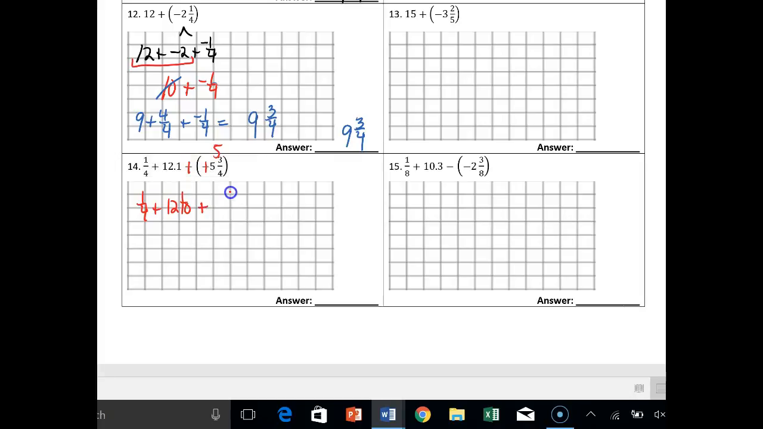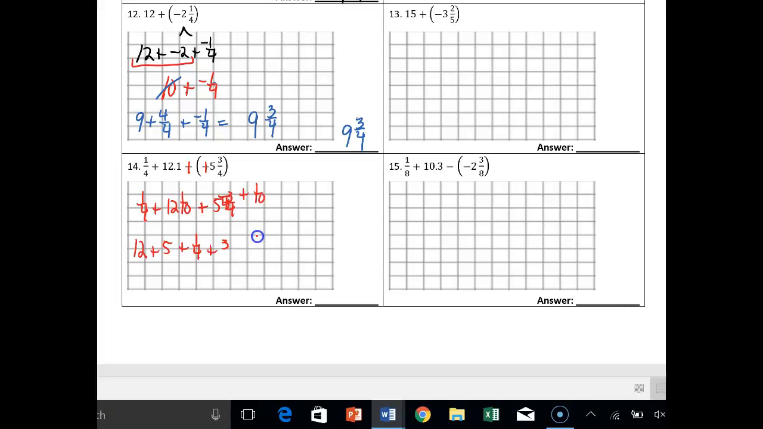Plus 5 3/4. So it might be helpful to put the fractions next to each other and the whole numbers, and then maybe the 10th off to the side by itself. So we could say 12 plus 5 plus 1/4 plus 3/4 plus 1/10.